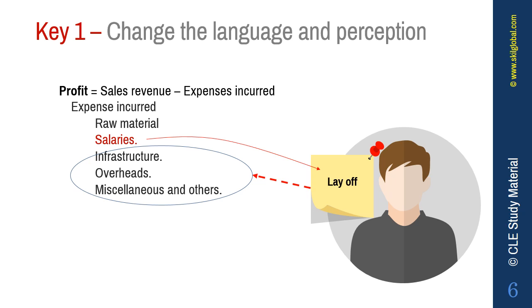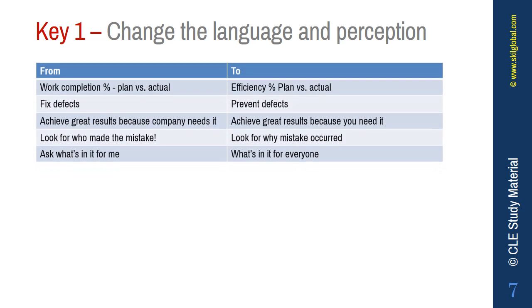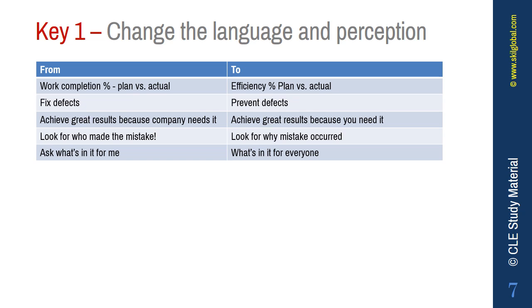How about looking at savings proactively? Produce more without any increase in expense. Produce significantly more with insignificant increase in expense. Produce the same with a decrease in expense. You must strive to change your perceptions from measuring work completion % to measuring efficiency % every day. From fixing defects to preventing defects.